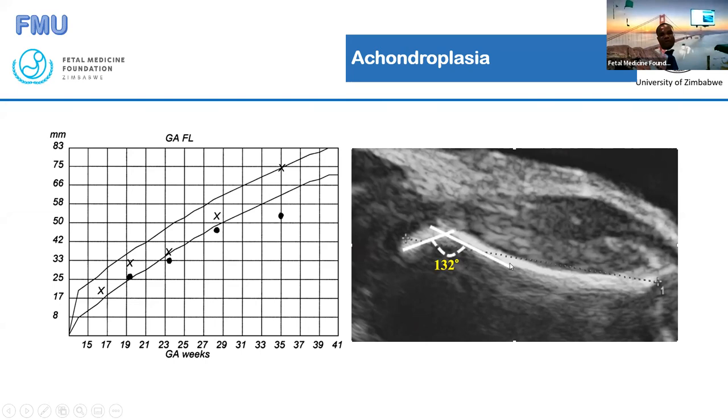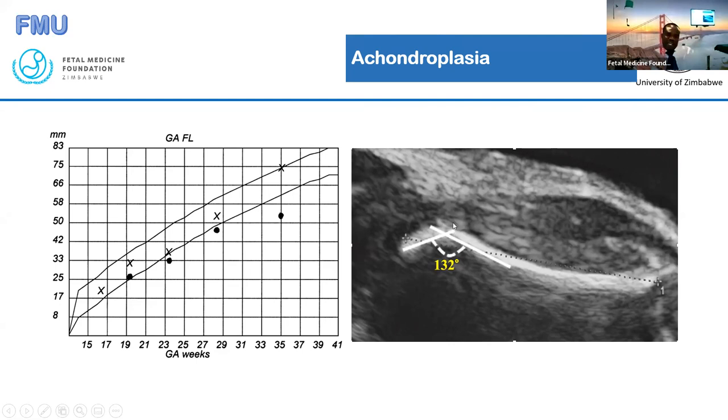That's what we call the proximal diaphysis, metaphyseal angle, right? It's increased. That angle is more than 1/3 usually in achondroplasia. We used to be taught in fetal medicine that we need to measure our femur length from the one diaphyseal end to the other diaphyseal end there.